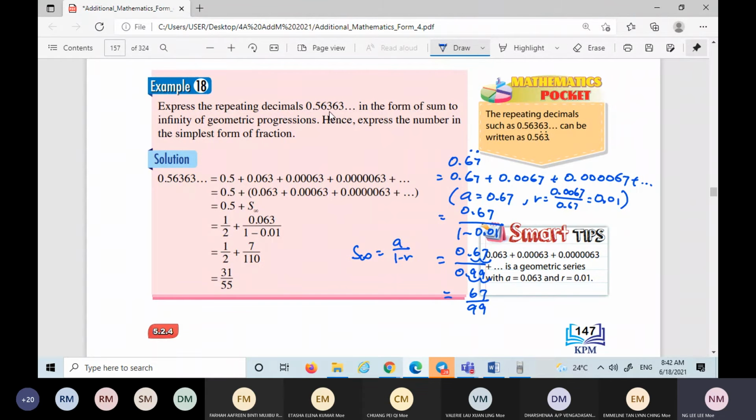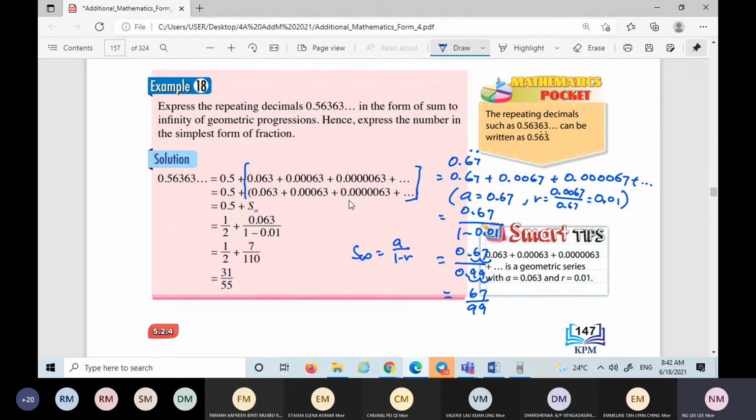Now we have another example: 0.5636363, simplest form of fraction. Same as what you have learned previously, the 5 has nothing to do with the 636363, so the 5 is separated out. So 0.5 plus the first term will be this. The 0.5 you just put aside and then copy the rest.